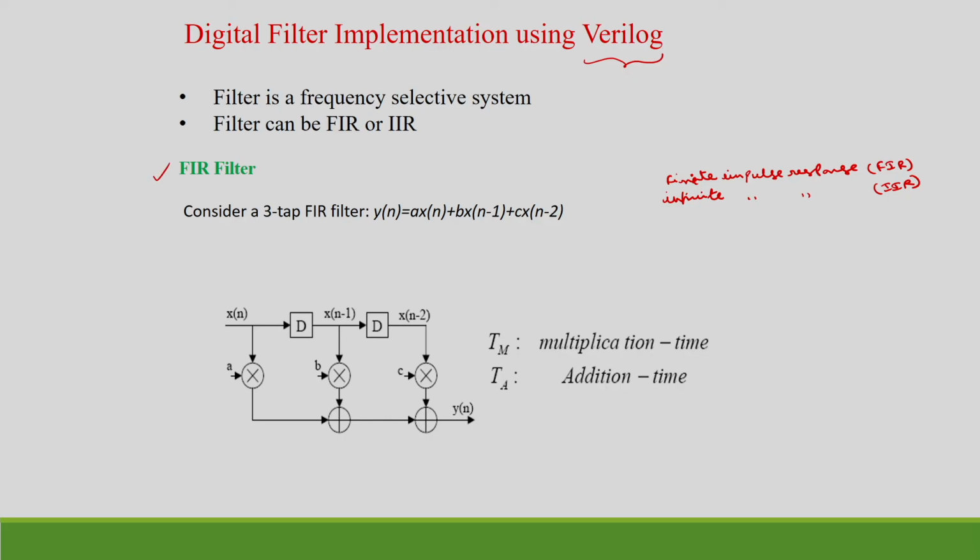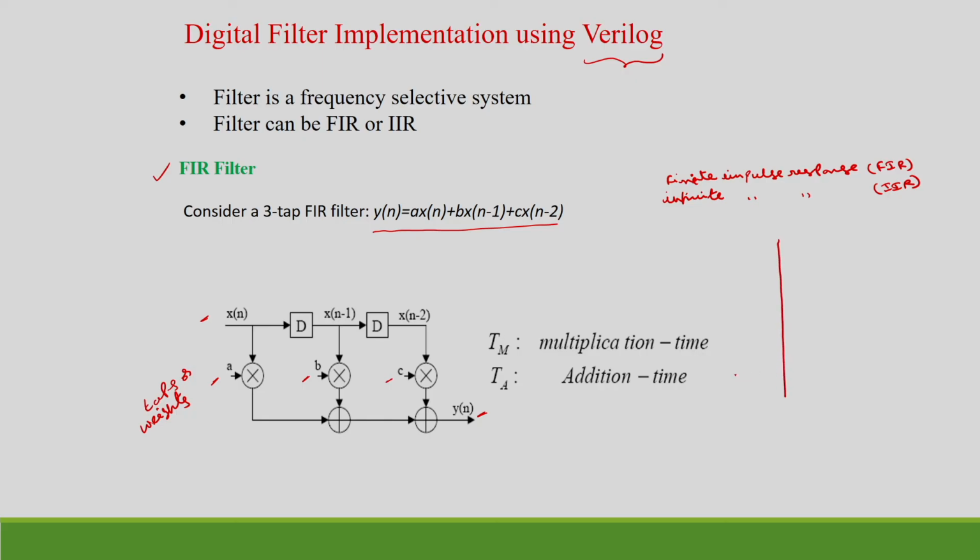If you consider a 3-tap FIR filter, the difference equation is y of n equals a into x of n plus b into x of n minus 1 plus c into x of n minus 2. So, this is the output, this is the input, and these are the taps or weights. You can call these taps or weights. By properly choosing these A, B, C values, we can set the specifications of the filter, which we are not going to discuss.